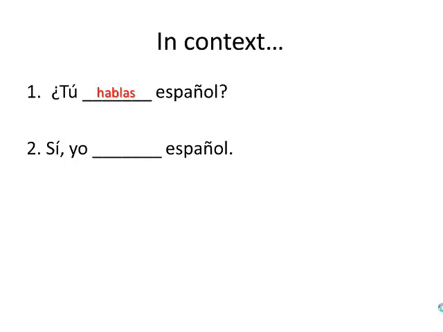For number two, we've got: Sí, yo blank español. So we're going to follow the same procedure. We're going to drop the AR and add the proper ending, which in this case is an O. So, hablo. Sí, yo hablo español.